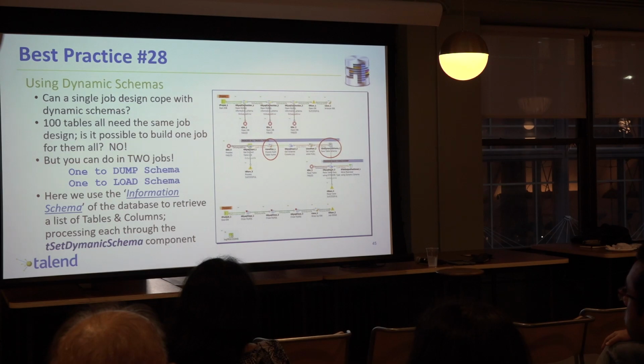How many times I've been asked this question, I can't tell you, but I have 300 jobs. Do I have to write 300 tables? Do I have to write 300 jobs? Really? Can't I just write one job? It's basically doing the same thing, reading the data and writing it out somewhere, but the schema is different. So my answer is no. You can't write it in one job, but you can write it in two.